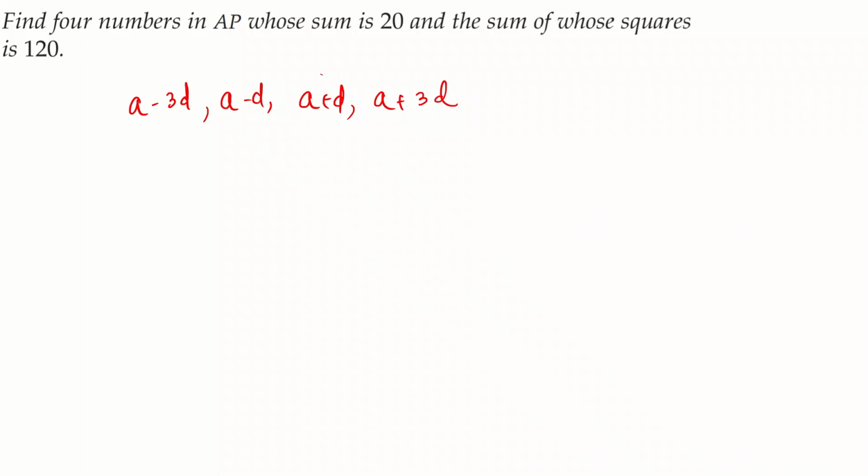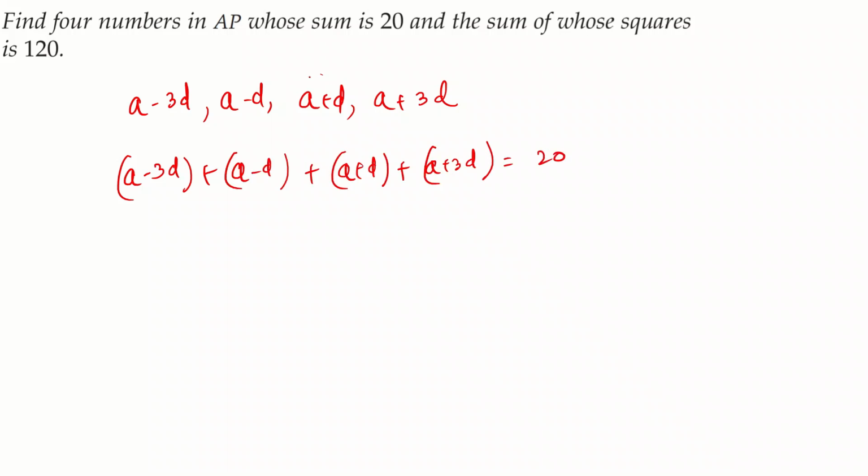Okay, and also remember that you could have taken those 4 numbers as A plus D, A plus 2D and A plus 3D. That was your choice, but this will help you a lot in solving the question. So let's quickly add these numbers. A minus 3D plus A minus D plus A plus D plus A plus 3D. If you add all these, you get 20, because the question says that the sum is 20.